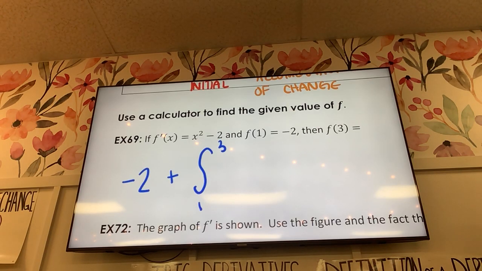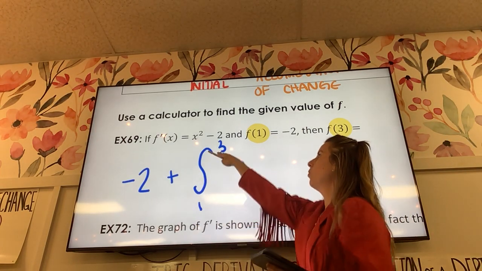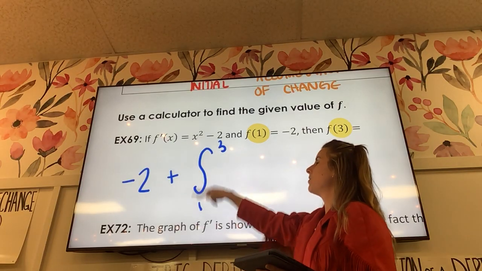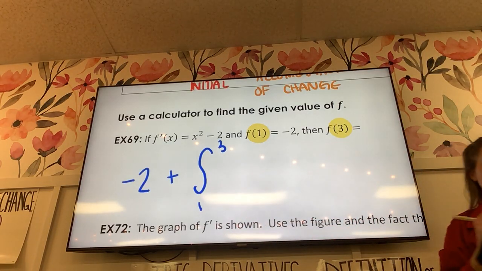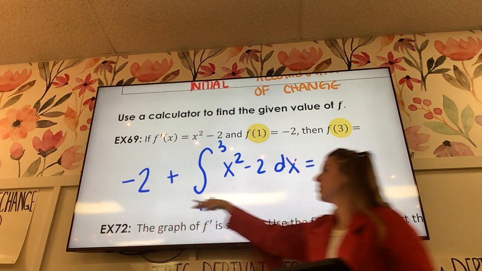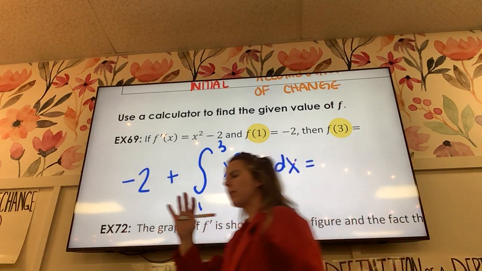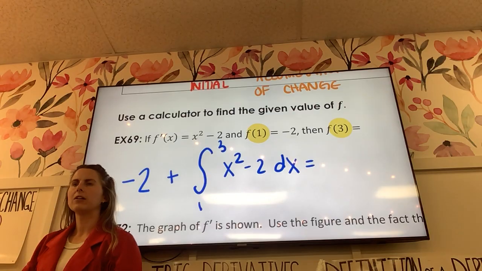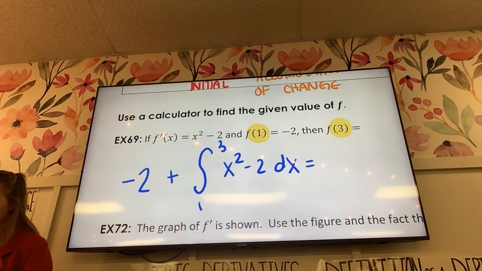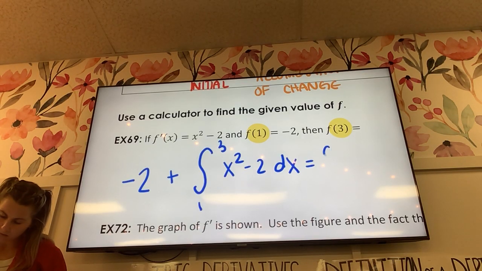So your bounds are going to be your x values. All right, initial value, what we want to figure out. So these guys will always be your x values. And then you're going to put your function in here, x squared minus 2 dx. And then you can just type this whole expression in the calculator, negative 2 plus, and then you remember how to get the integral in the calculator. You hit math, and then you just type it all in and it figures it out for you, which will give you 8 over 3.